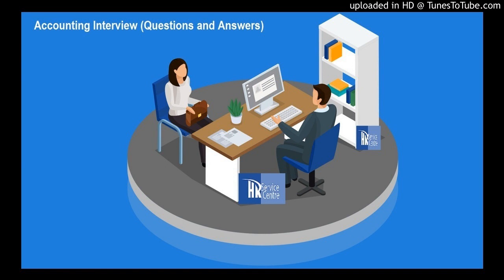Question: What is double entry bookkeeping? What are the rules associated with it? The answer: Double entry bookkeeping is an accounting principle where every debit has a corresponding credit. Thus, the total debit is always equal to the total credit. In this system, when one account is debited, then another account gets credited at the same time.